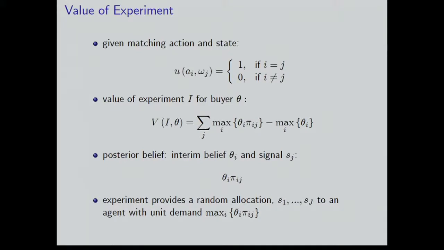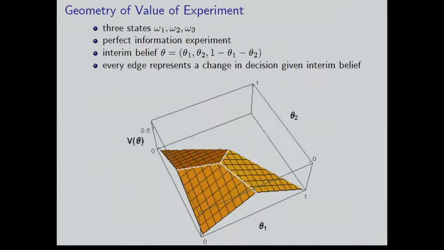So, what are we talking about, therefore? The allocation problem that we're interested in is the one where we provide a random allocation because the signals are random. In fact, the valuable allocations have to be random because they want to be tailored to the state. And the agent is essentially one that has unit demand because he has to choose one out of the n actions. So that's the problem that we're looking at.